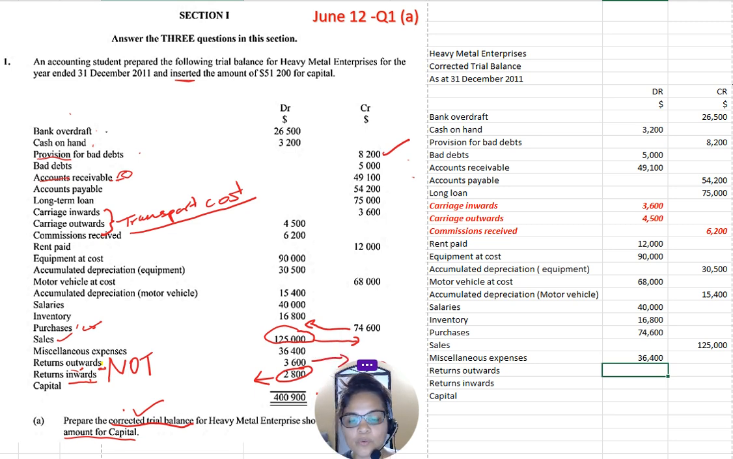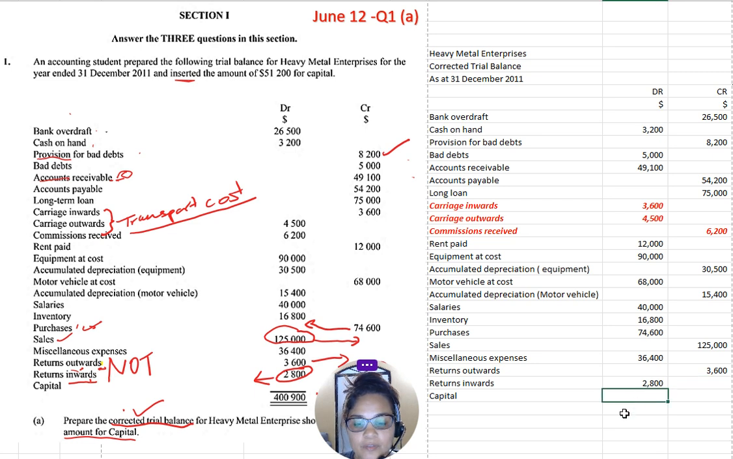So just in case you're wondering and you're doubting yourself in the exam, the opposite will have to go the same way. Sales is here. Return inwards will have to be on this side, showing the reducing value of your sales. Because when goods are returned inwards, the value of your sales is now going to reduce. And return outwards, the value of your purchases, which is 74,600, will now be reduced. Which is how much? 3,600.